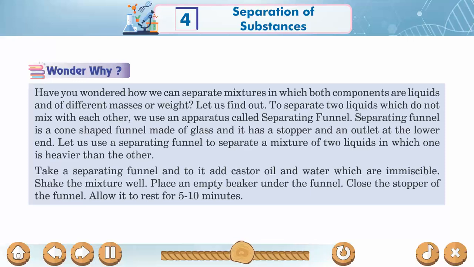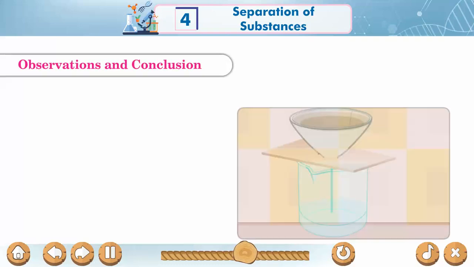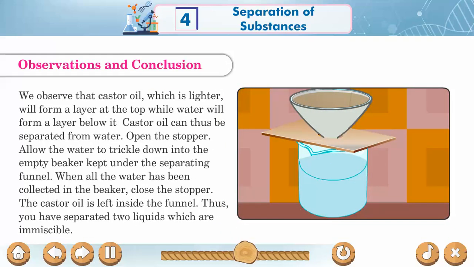Shake the mixture well. Place an empty beaker under the funnel. Close the stopper of the funnel. Allow it to rest for 5 to 10 minutes. Observations and conclusion. We observe that castor oil, which is lighter, will form a layer at the top while water will form a layer below it. Castor oil can thus be separated from water.